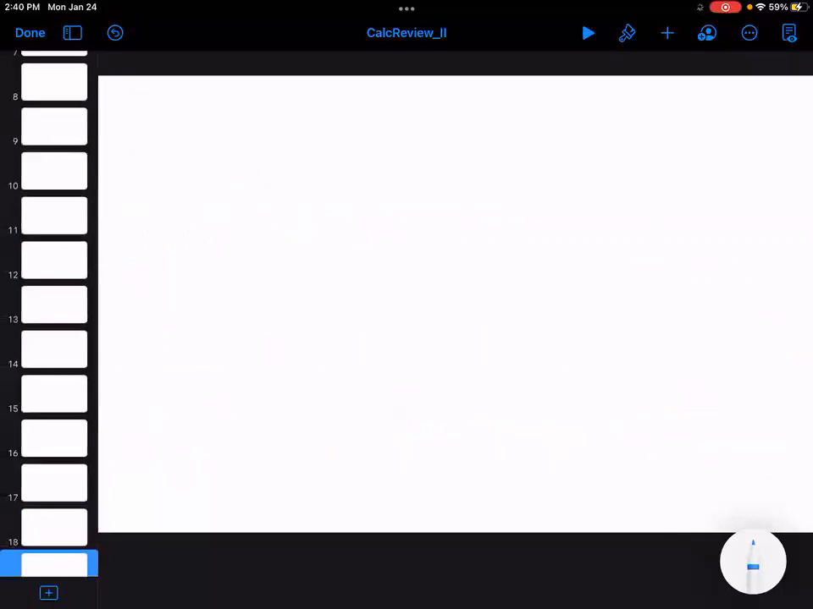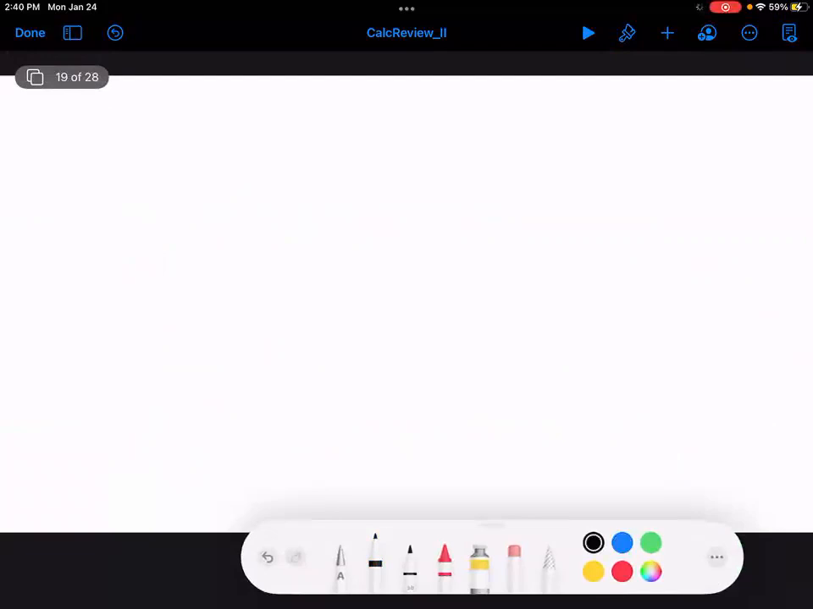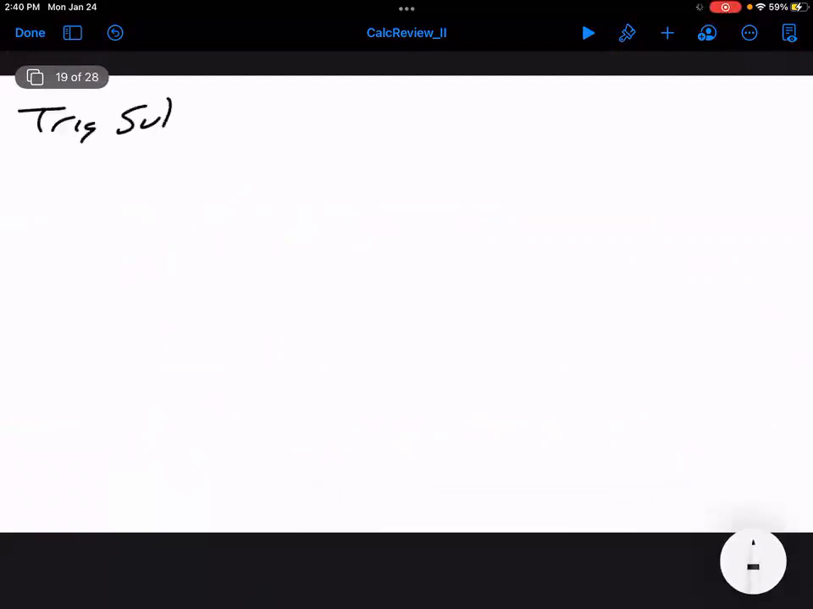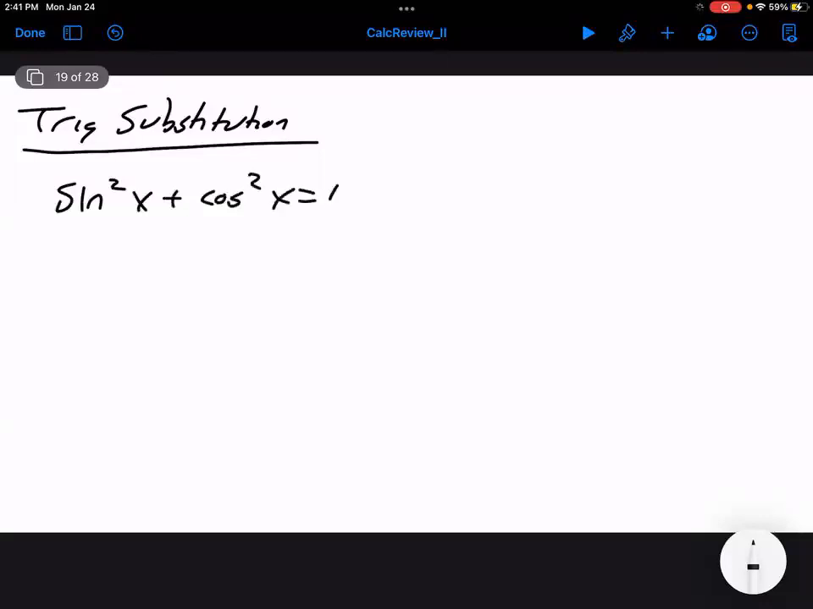The next one is we have trig substitution. I'll probably skip partial fractions. So trig substitution. So if I give you sine squared x plus cosine squared x equals 1, this is the well-known Pythagorean formula. We know this, we love this. This is very useful. So if I want to integrate things and I see things like a sine squared or a cosine squared, this is often very helpful.